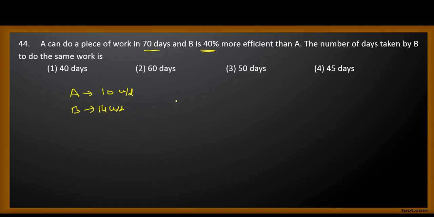Now, A takes how many days to complete the work? 70 days. So total work is 70 into 10. Whereas B is doing 14 units, but we don't know how many days B will take. Assume that B takes D days. So B is doing 14 units per day. So that is the reason: number of days into number of units per day. 14 ones, 14 fives. On simplification, D equals 50. So the number of days required for B is 50.